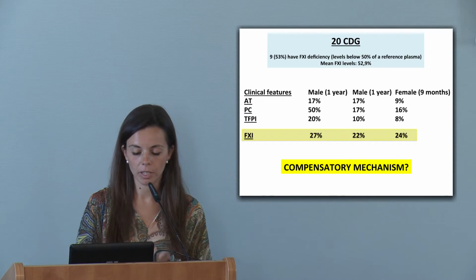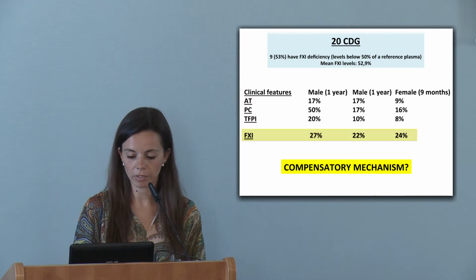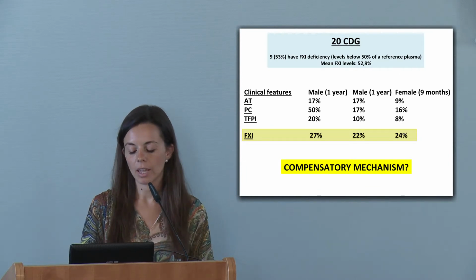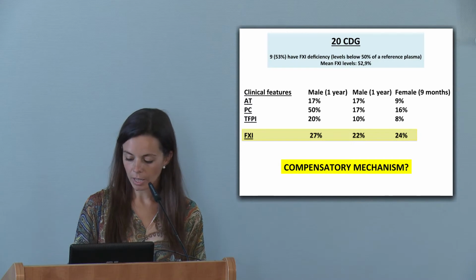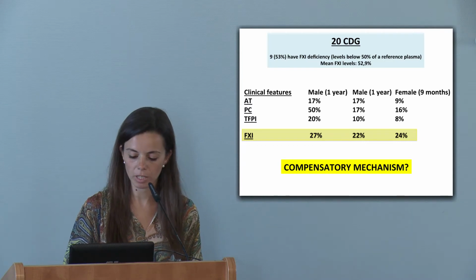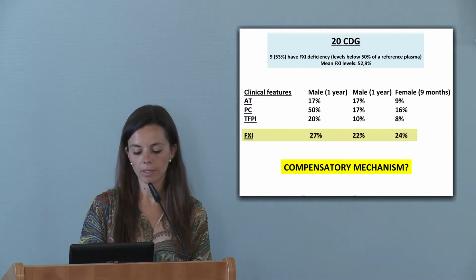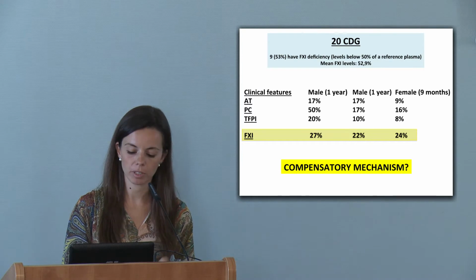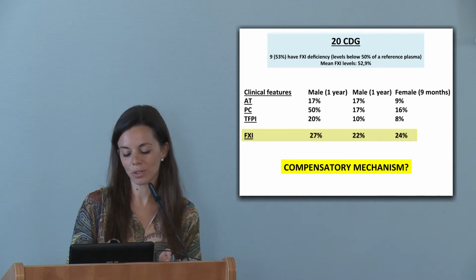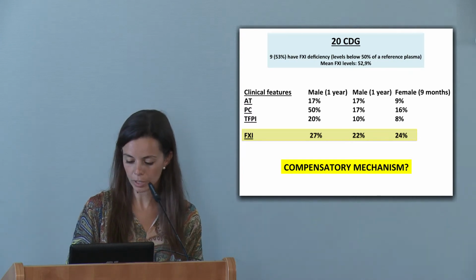And we have observed that in our 20 patients, 53% of them have factor 11 deficiency with levels below 50%, and with a mean factor 11 in total of 53%. And in these three cases that were very affected in the anticoagulant side of the hemostasis, we observed that they also have very low levels of factor 11. So we think that it could be a compensatory mechanism, and this could be the reason why they don't have thrombosis.